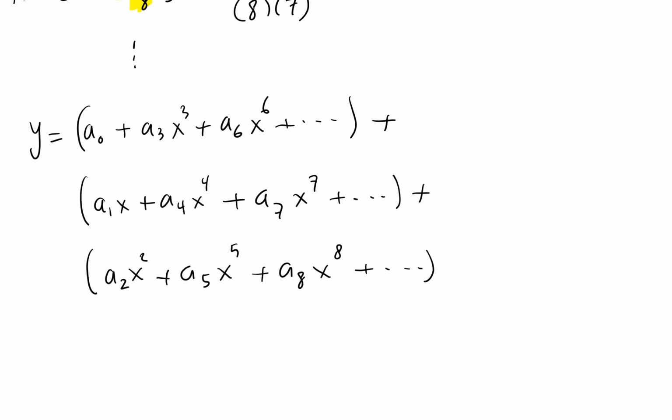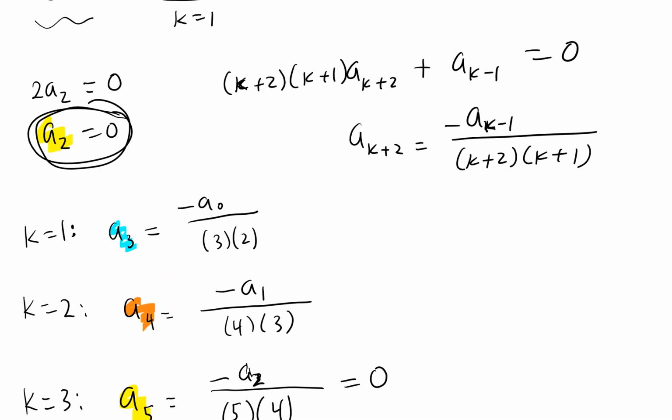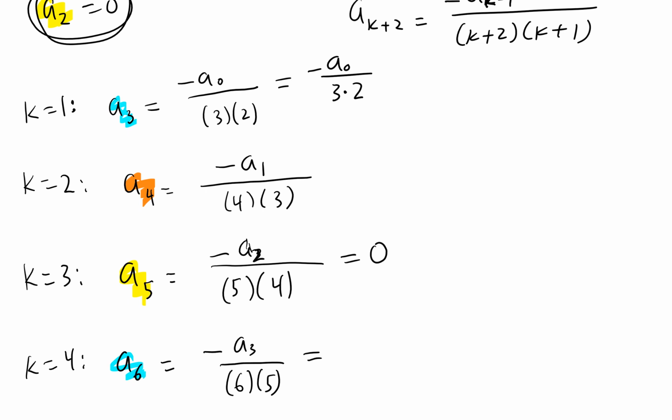Remember how I said A3 depends on A0 and A6 depends on A3. So maybe I can get all these A3, A6, A9 in terms of A0. So let's go back up and look at A3, A6, and see if we can find some relation here. A3 is negative A0 over, nothing can be done here, 3 times 2 for now. You can write that as 3 factorial. But if you look at A6, let's replace A3 with its negative A0, so that becomes positive A0, and in the bottom you get 6 times 5 times 3 times 2. See, the factorial doesn't work here because 4 is missing in the denominator. I can't say 6 factorial.